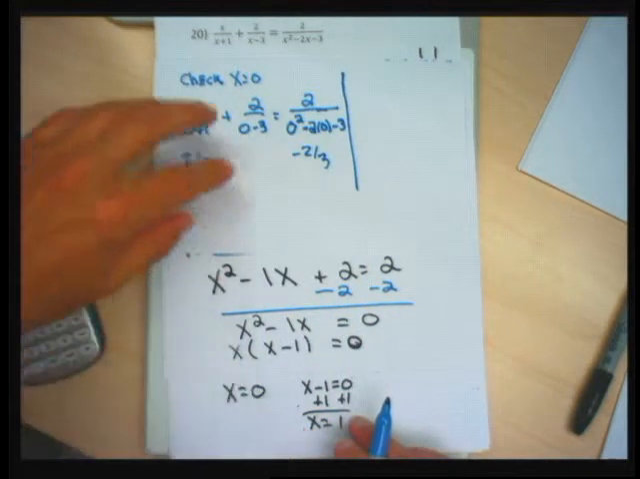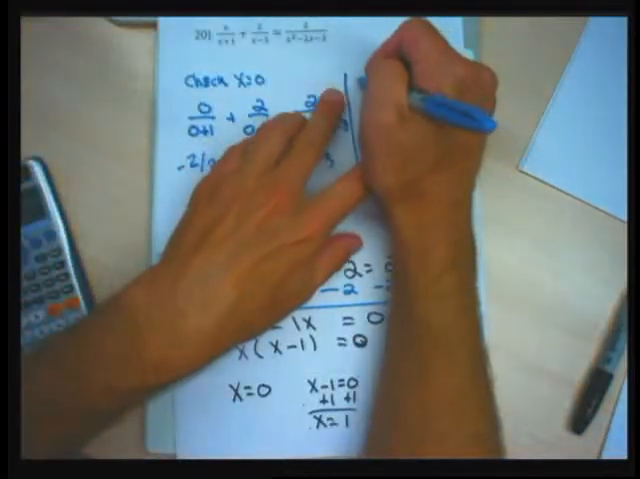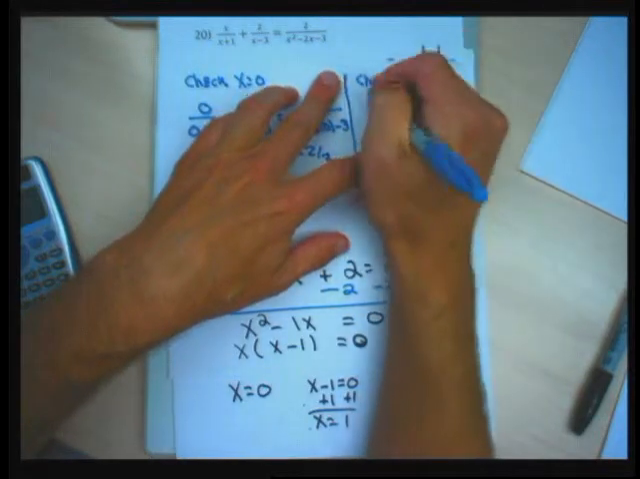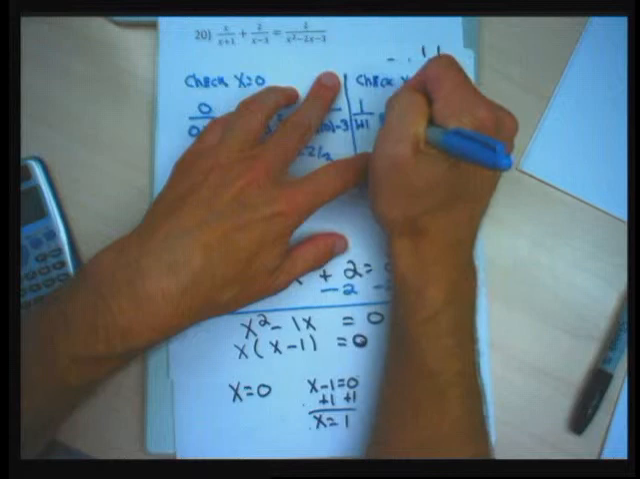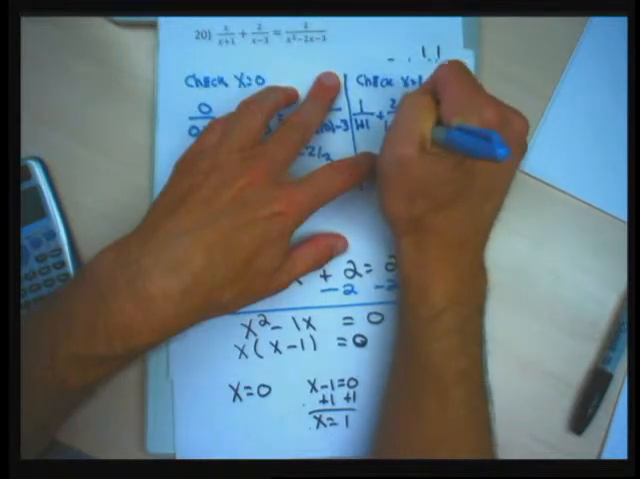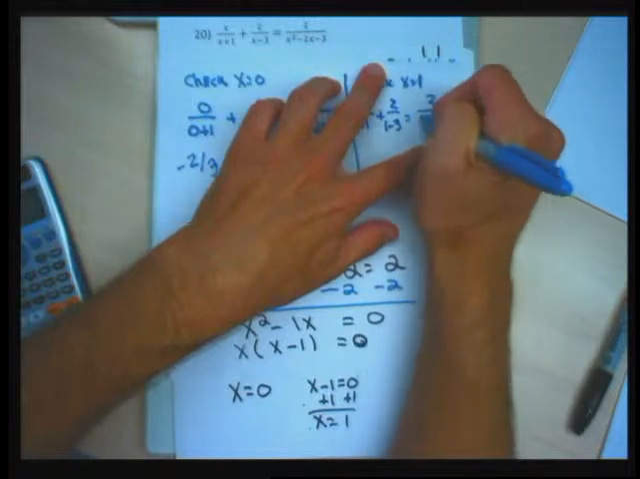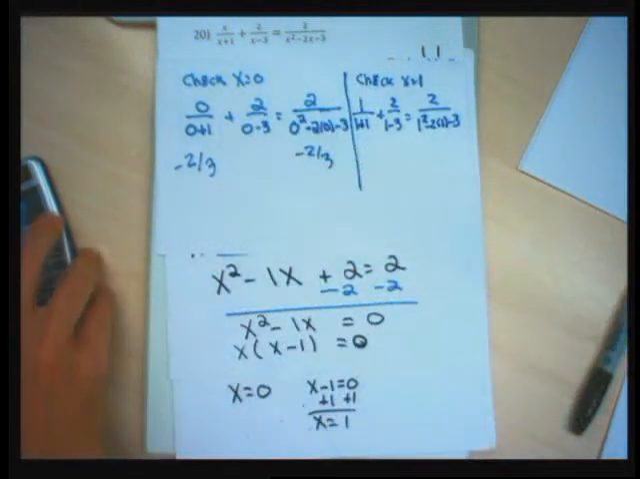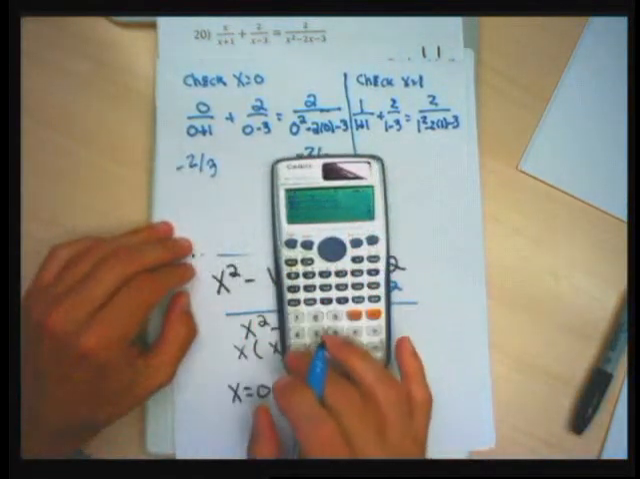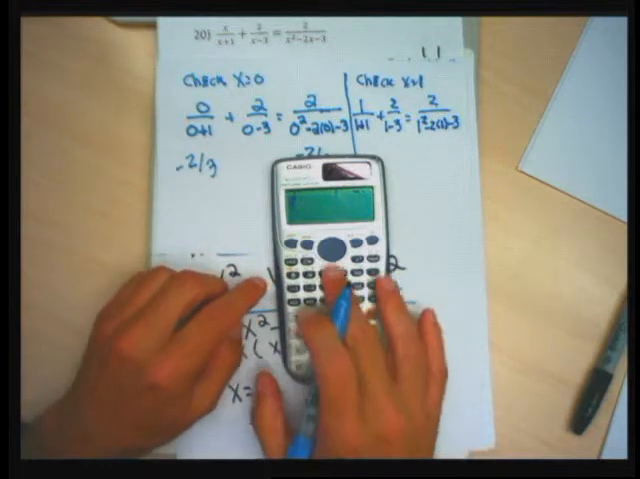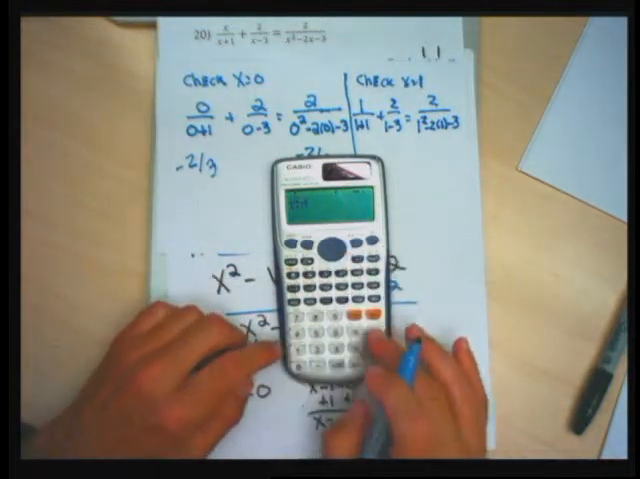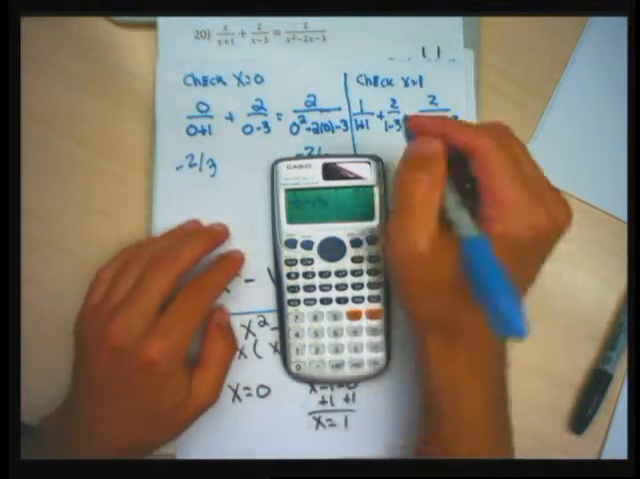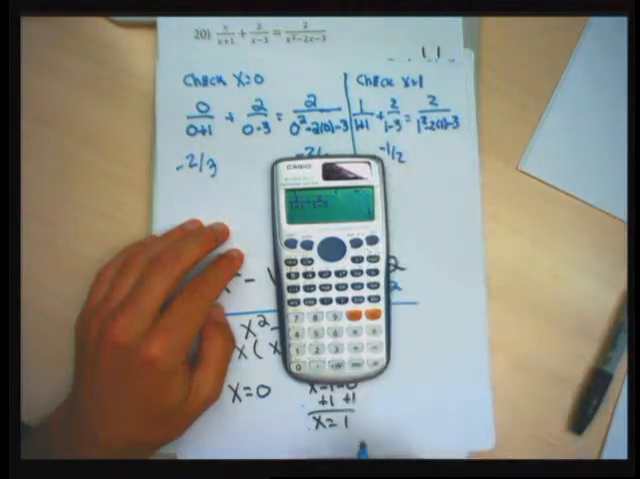When I check the x equal to 1, I think it actually works. X equal to 1, I go 1 over 1 plus 1 plus 2 over 1 minus 3. See if that equals 2 over 1 squared minus 2 times 1 minus 3. Do each side separately. Left side is 1 over 1 plus 1 plus 2 over 1 minus 3. Left side comes out to negative 1/2. The right side better be negative 1/2 as well.